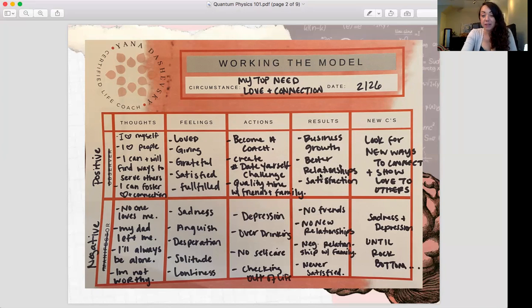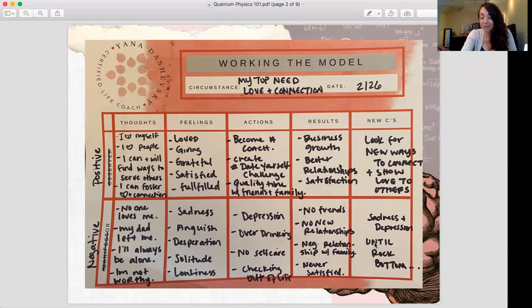And the results I would get is no friends, no new relationships for sure. I had a negative relationship with my family, and basically I was never satisfied. That cycle, the new circumstances, led to more sadness, more depression, until I hit my rock bottom moment where I decided something's got to shift.